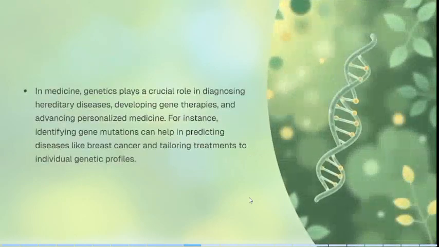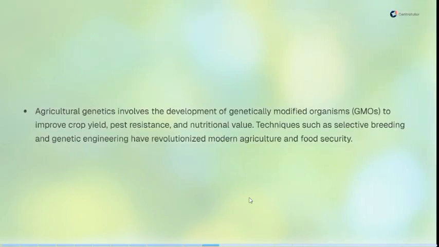In medicine, we have things like diagnosing hereditary disease and also gene therapy. This portion is where you could see how, by the study of genetics, we could predict possible outcomes of children. Like I said in the previous lesson, we are talking about how the children's genotype could be predicted due to genetic study. So this is how the knowledge of genetics can be applied in medicine. For instance, identifying gene mutation can help in predicting diseases like breast cancer and also tailoring treatments to individual genetic profiles. So let's see how it applies also in agriculture.